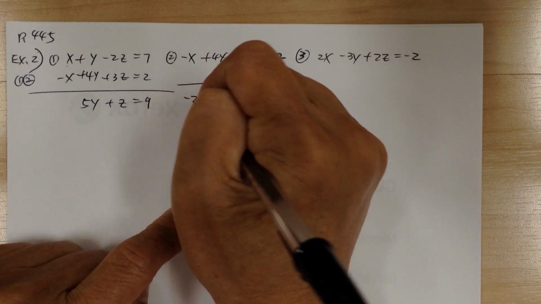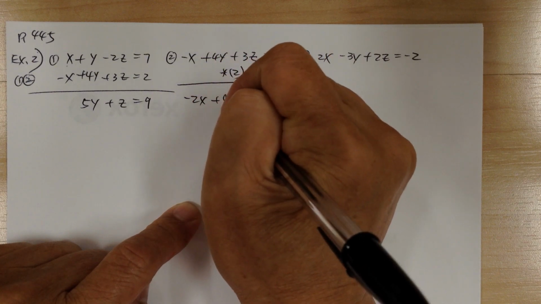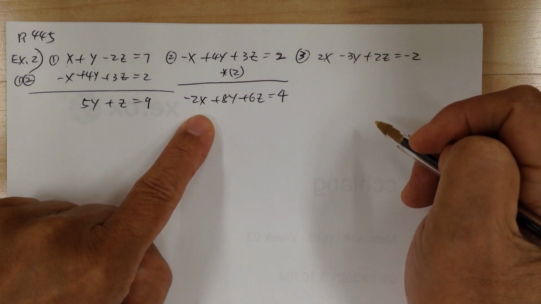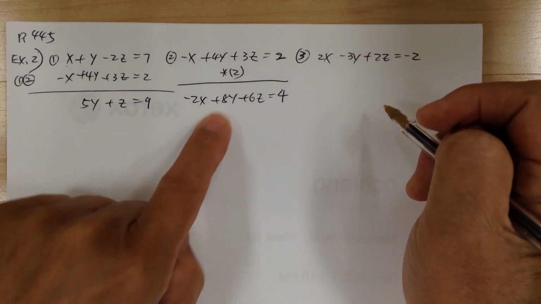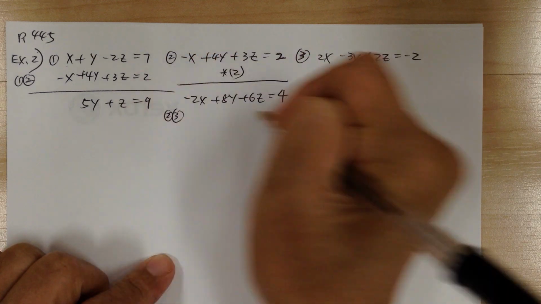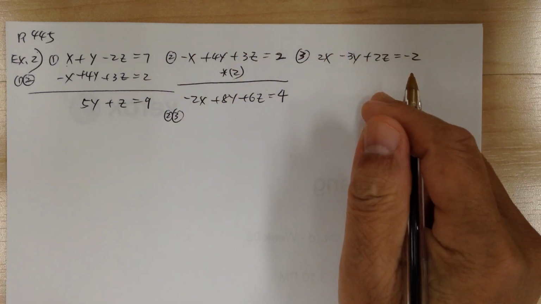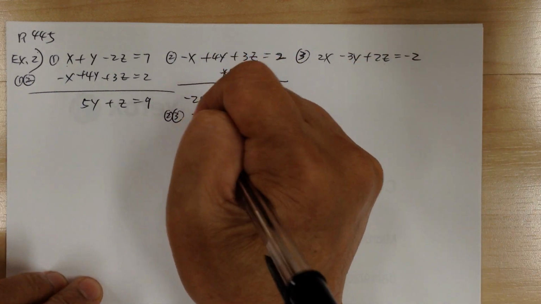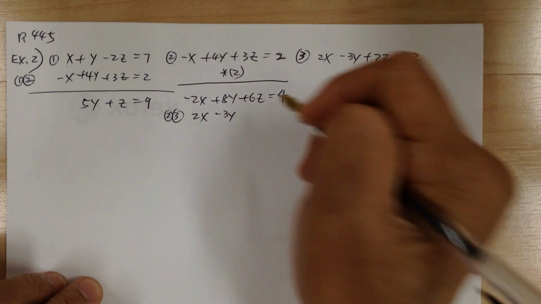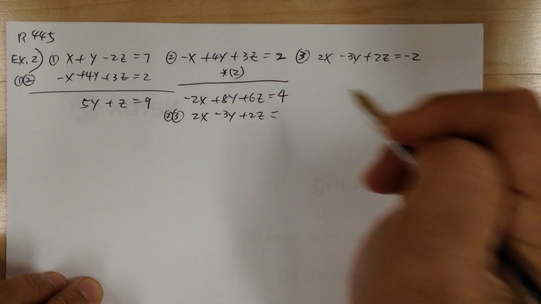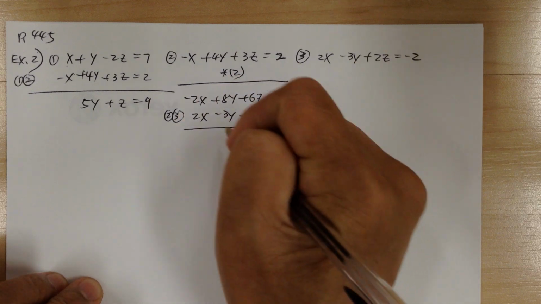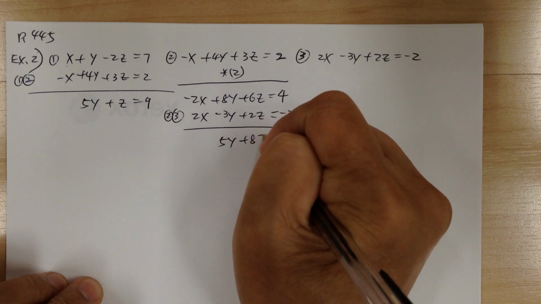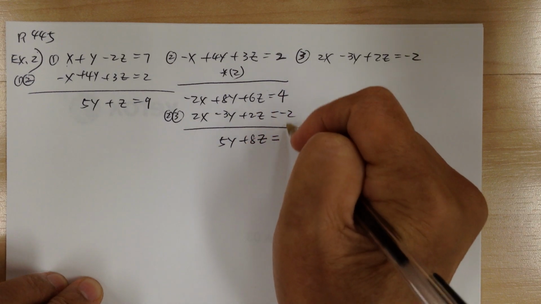Okay, so I get negative 2x plus 8y plus 6z equal to 4. Then I'm gonna put this under here. So I'm using the 2 and the 3. So put it over here. And so the reason for that, I just kind of save the space of it in case I need it. So I got 2x minus 3y plus 2z equal to negative 2. So when I add, this cancels out. Okay, so I got 5y plus 8z equal to 2.